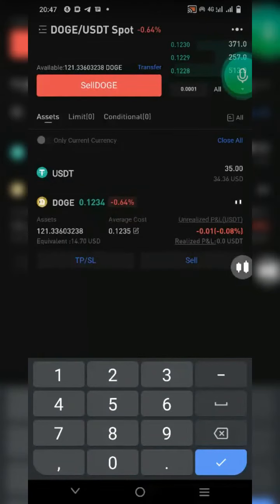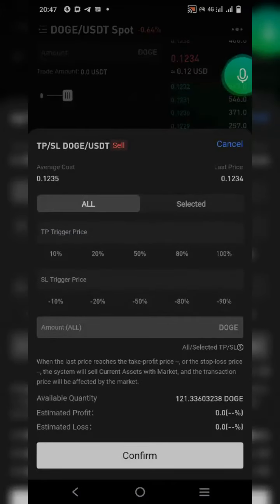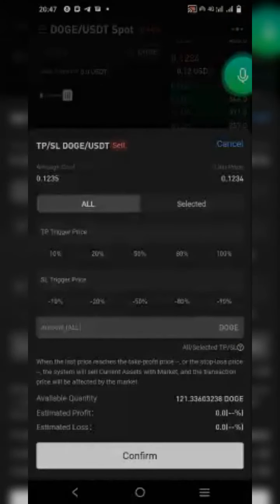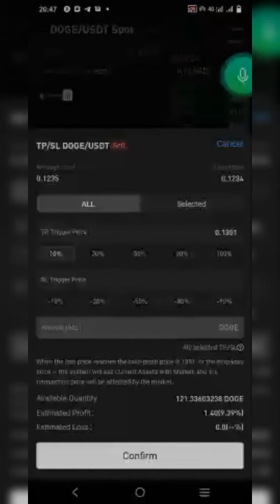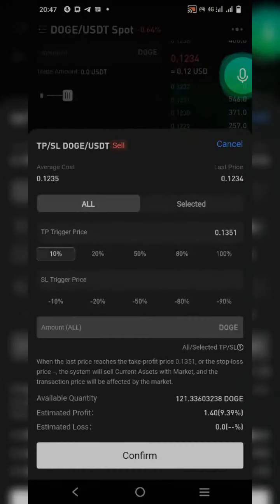So clicking take profit stop loss, I want to set my take profit and stop loss now. For the take profit trigger price, do I want to take profit when the price of Dogecoin has gone 10% higher than what it is now? That means I'll make 10% profit. 20% higher than what it is now means I'll make 20% profit. And I think the data is coming out as I tap here.